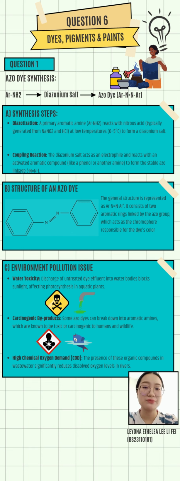So what is the environmental pollution issue? First thing is water toxicity. The discharge of untreated dye effluent into water bodies blocks the sunlight, affecting photosynthesis in aquatic plants. Second is carcinogenic byproducts. Some azo dyes can break down into aromatic amines, which are known to be toxic or carcinogenic to humans and wildlife. Lastly is high chemical oxygen demand. The presence of these organic compounds in wastewater significantly reduces dissolved oxygen levels in rivers.